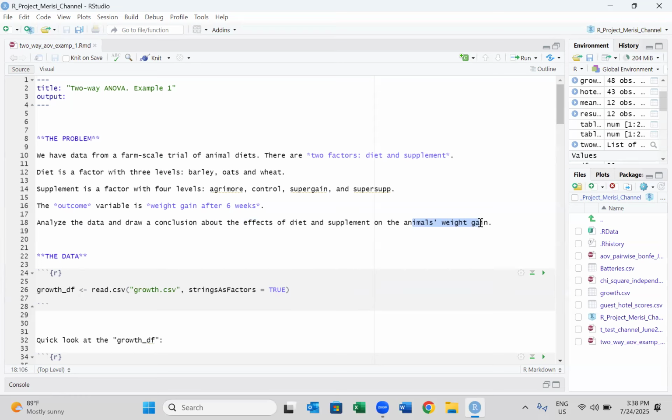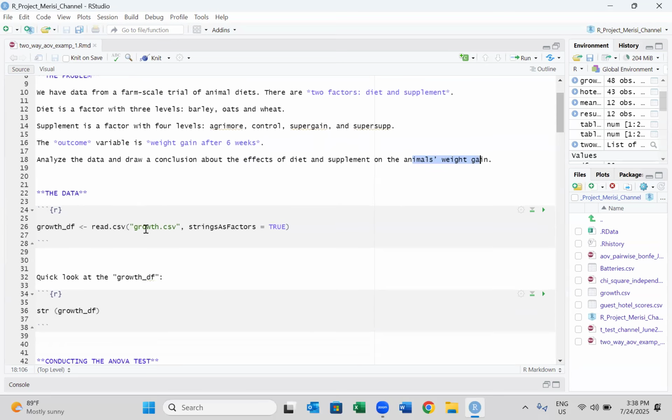All right. The data for this problem, I have it in this CSV file, growth.csv, stored locally. So I'm going to read that CSV file as a data frame using the read.csv function. And for that, I'm going to set the option stringsAsFactors as true, because if you want to run ANOVA in R, you need to make sure that all your string columns are transformed into factor data type. So they should have a factor data type. All right, so let's run that code cell to read the CSV file as a data frame.